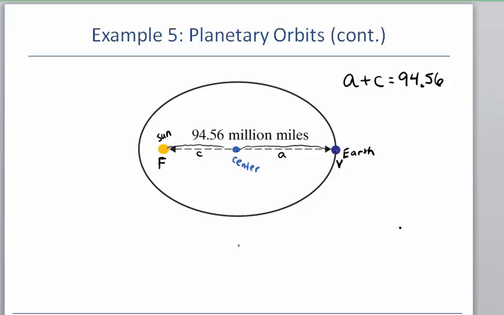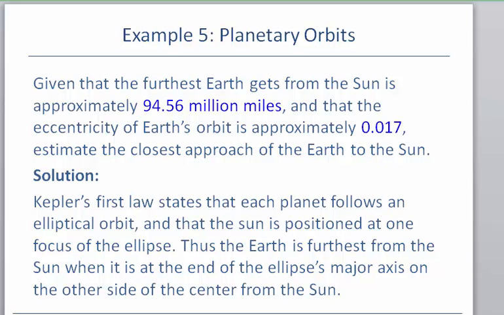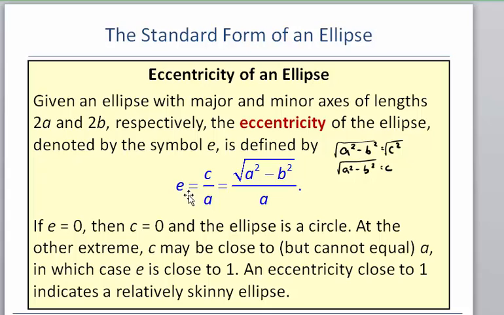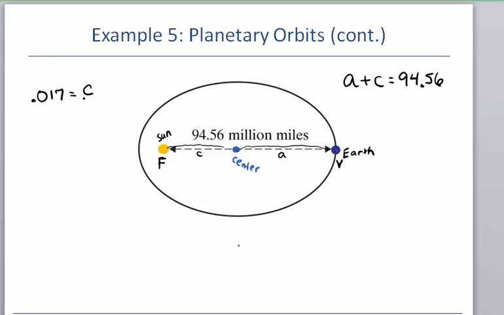Okay, we also have a formula for the eccentricity of the ellipse. We are told that the eccentricity is 0.017, and we know that the formula for eccentricity is C over A. So now what I have are two formulas that both relate the A and the C. So I can treat this kind of like a system of equations and try to go in and solve for the A and the C.